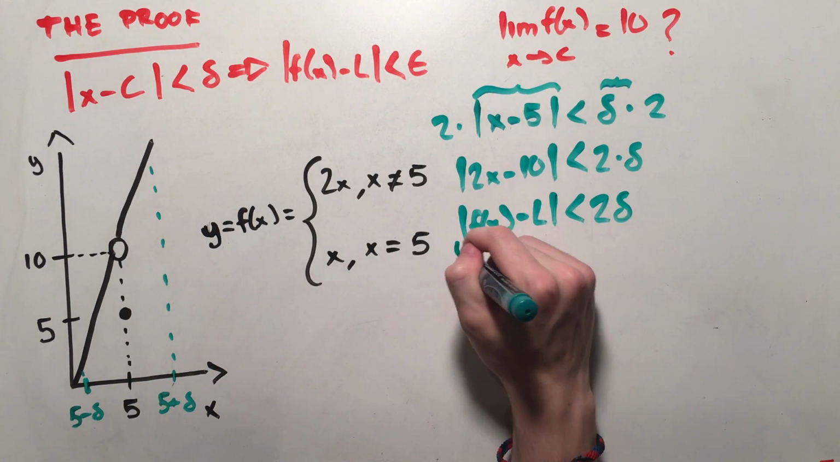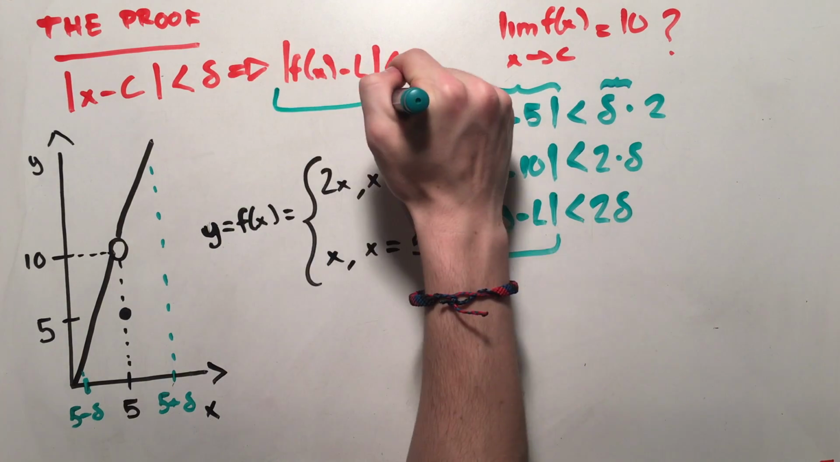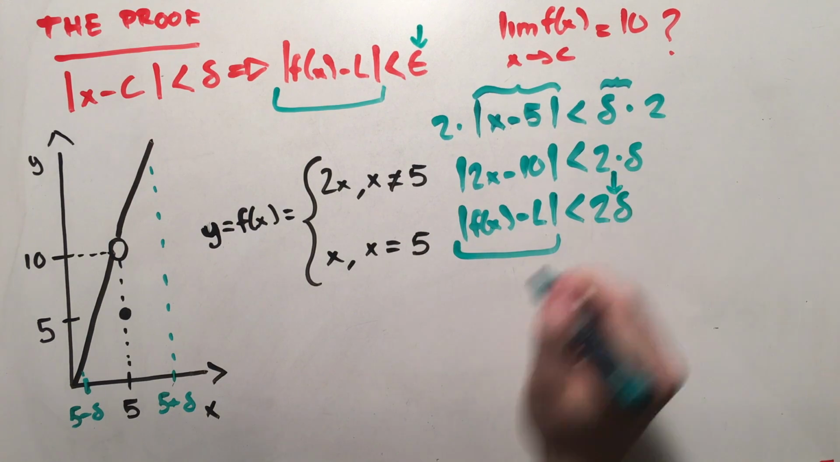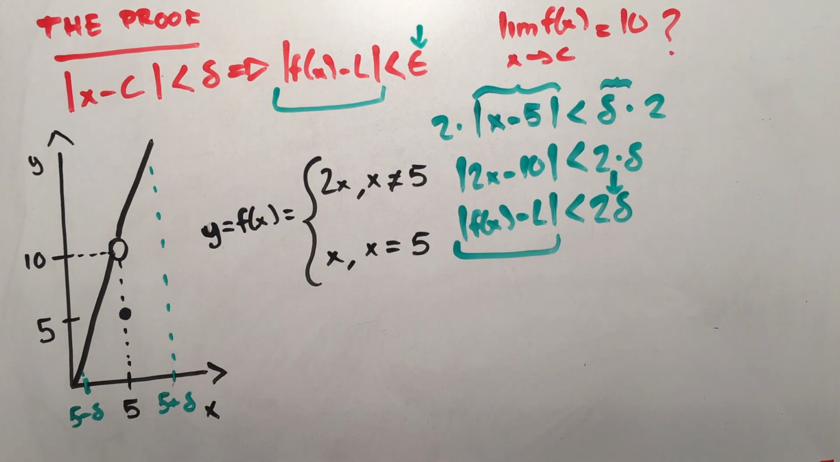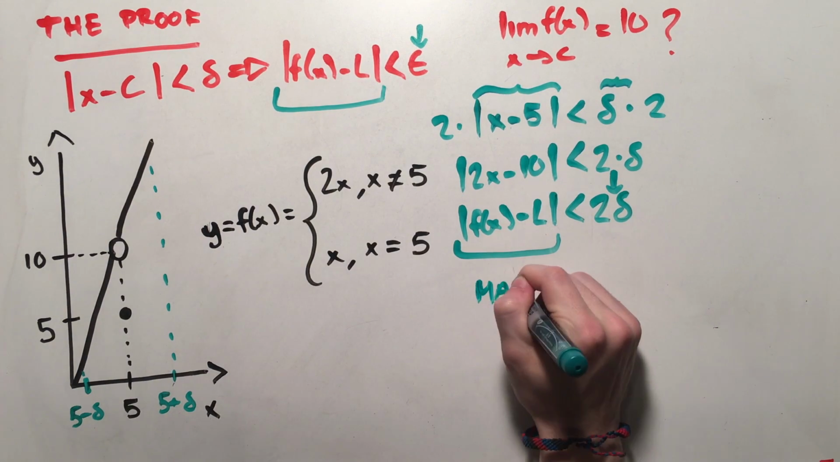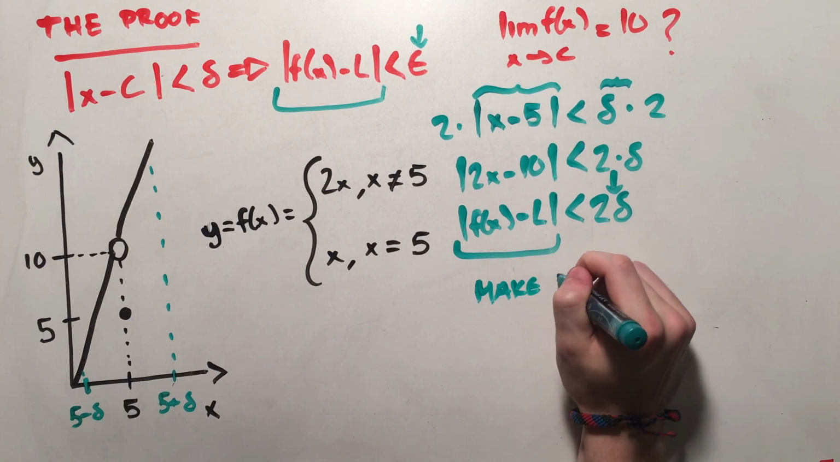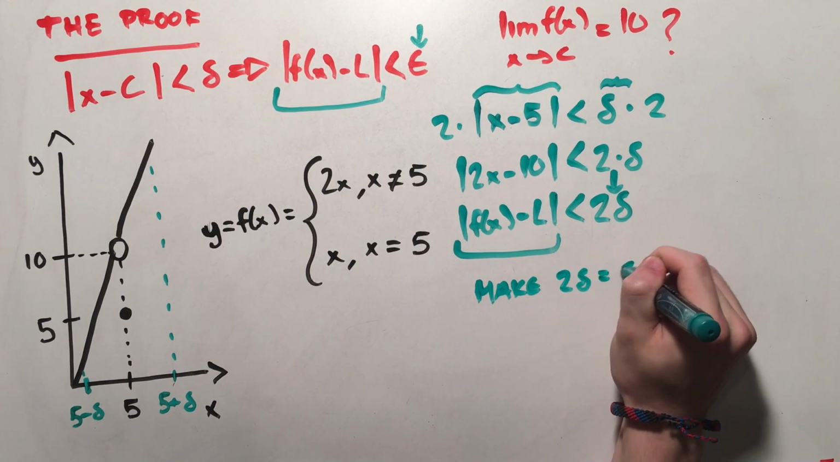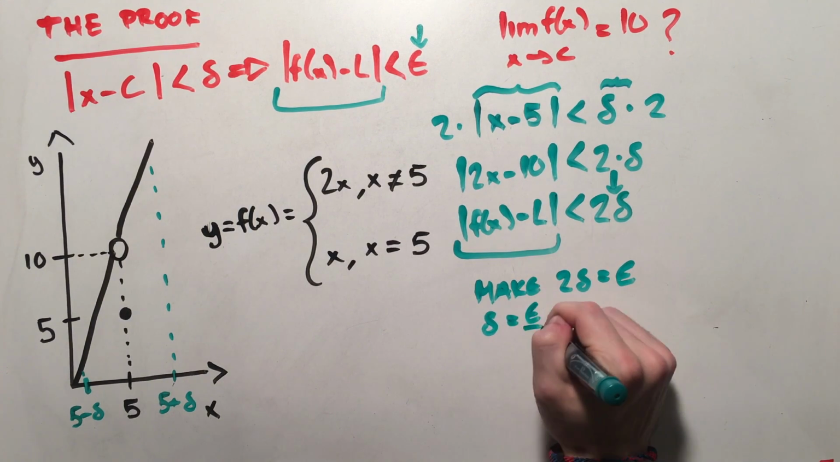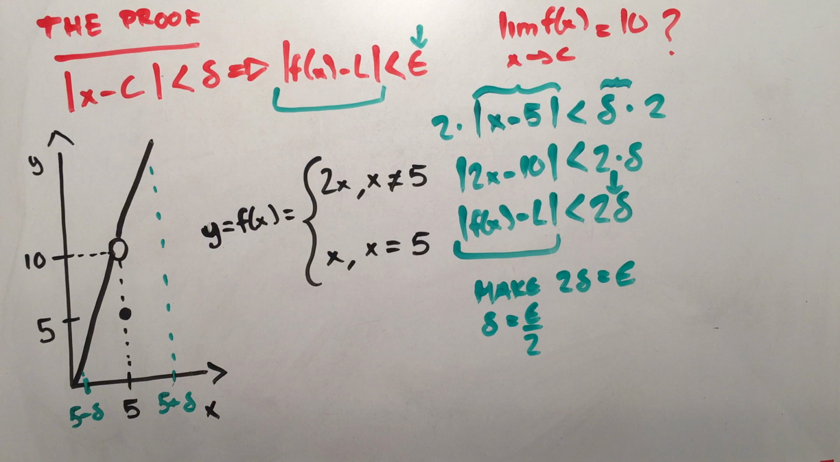Because we established that f of x was equal to 2x, those two values are interchangeable, thus making the two absolute value portions of the inequalities identical. Therefore, we can conclude that 2 delta equals epsilon, or delta equals epsilon over 2. Because f of x equals 2x at every location, we know that delta equals epsilon over 2 at every location on the graph, so the limit as x approaches 5 is definitely 10.